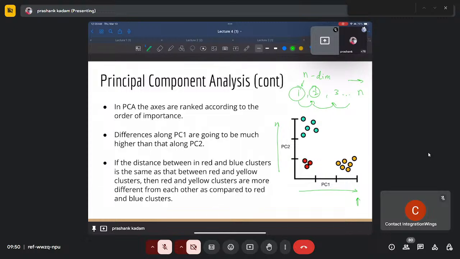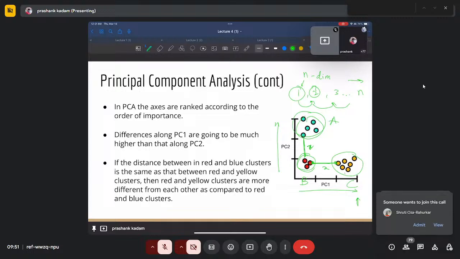what I mean is that, as you can see here, we have plotted three distinct clusters, right? Let's say the distance between the extreme point of this cluster and this cluster is x, and from this cluster to this cluster is also x, right? Let's say this is cluster A, cluster B, and cluster C. Both the clusters are equidistant, so A and C are equidistant from B.